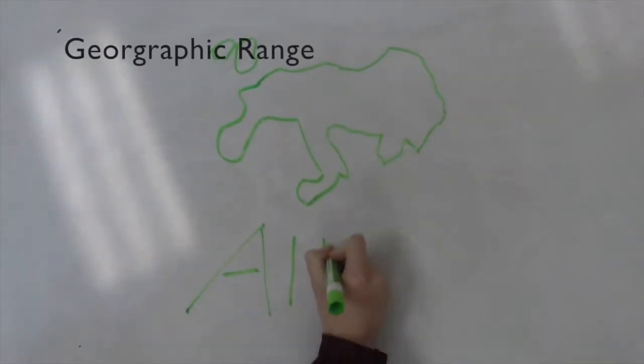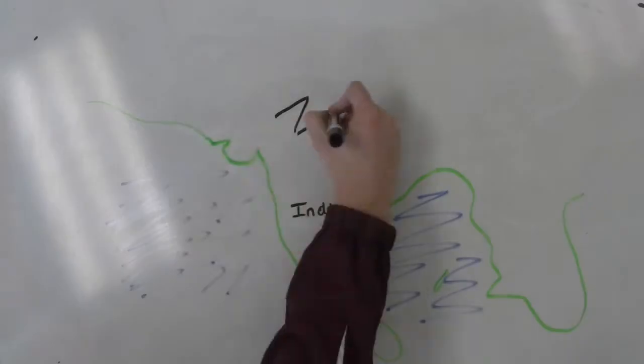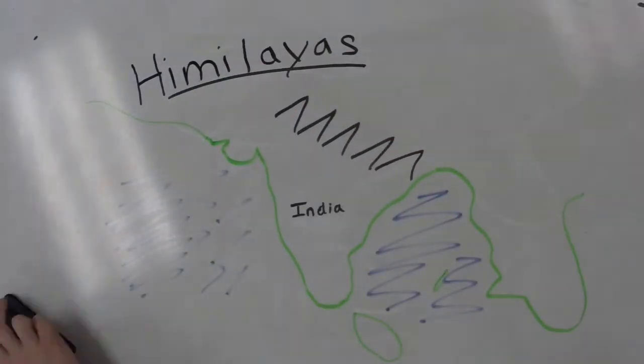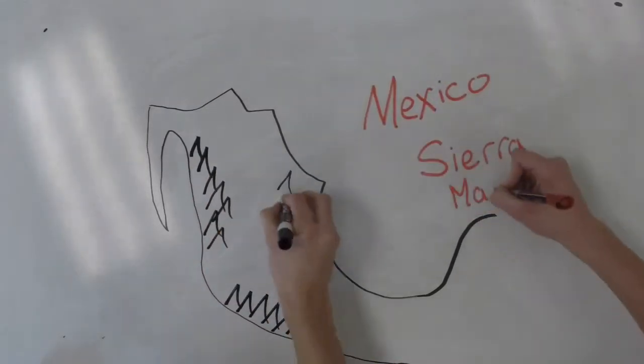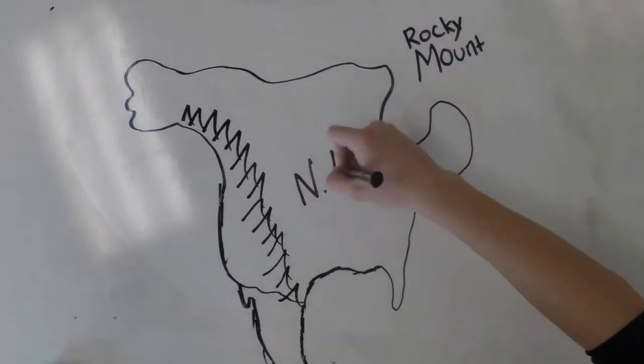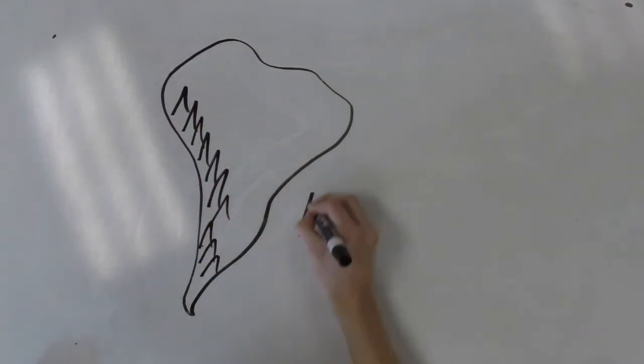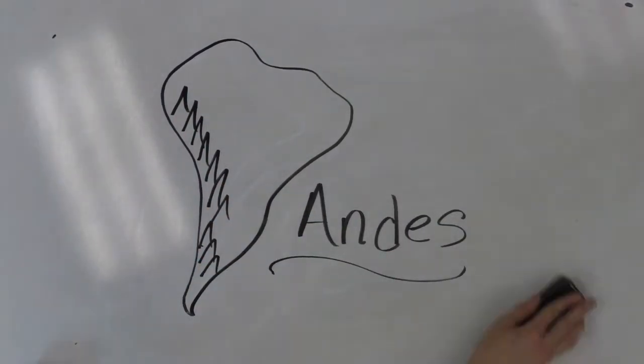And now a quick tour of all the mountain ranges of the world. We'll begin in Europe with the Alps. And then go to the Himalayas in India. Next we'll go right on over to Mexico where the Sierra Madres are. And then we'll travel north to the Rocky Mountains in North America, and then we'll go back down south to the Andes in South America, where we will focus most of the time on our species.